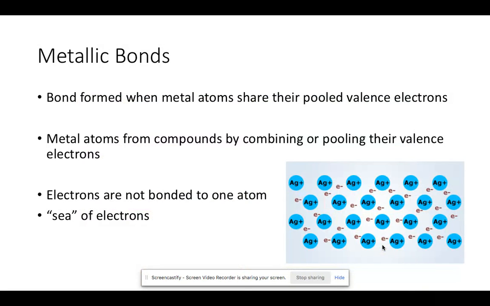The final type of bond is a metallic bond. A metallic bond is a bond that forms when metal atoms share their pooled valence electrons. Metal atoms form compounds by combining and sharing all these electrons. So it's like a sea of electrons. They're not bonded to one atom, but they are shared between all the positive nuclei.